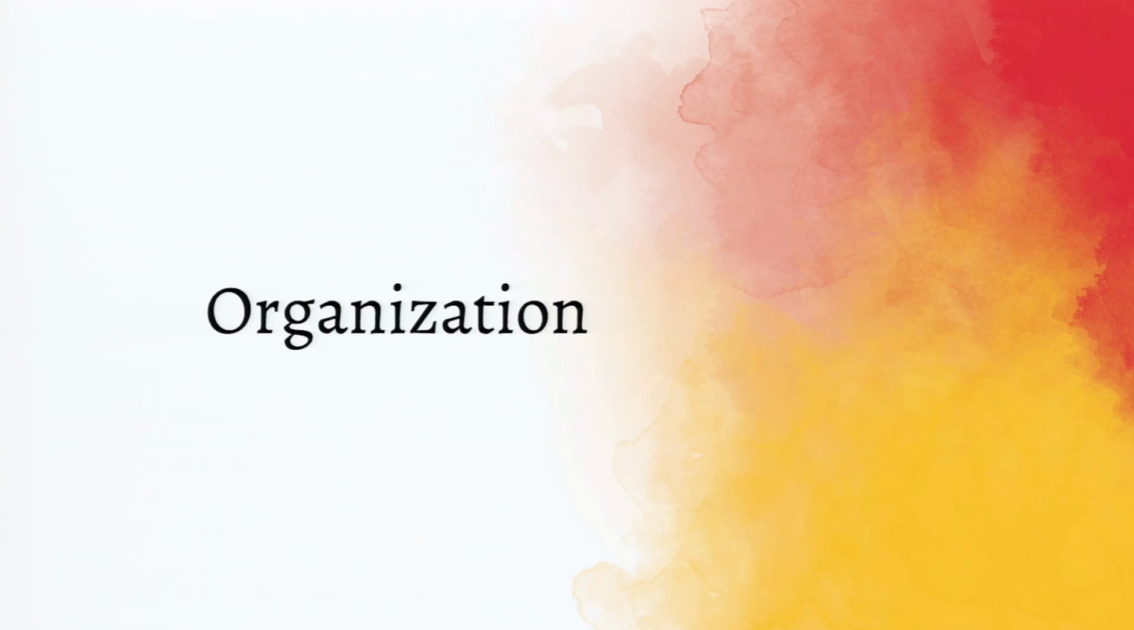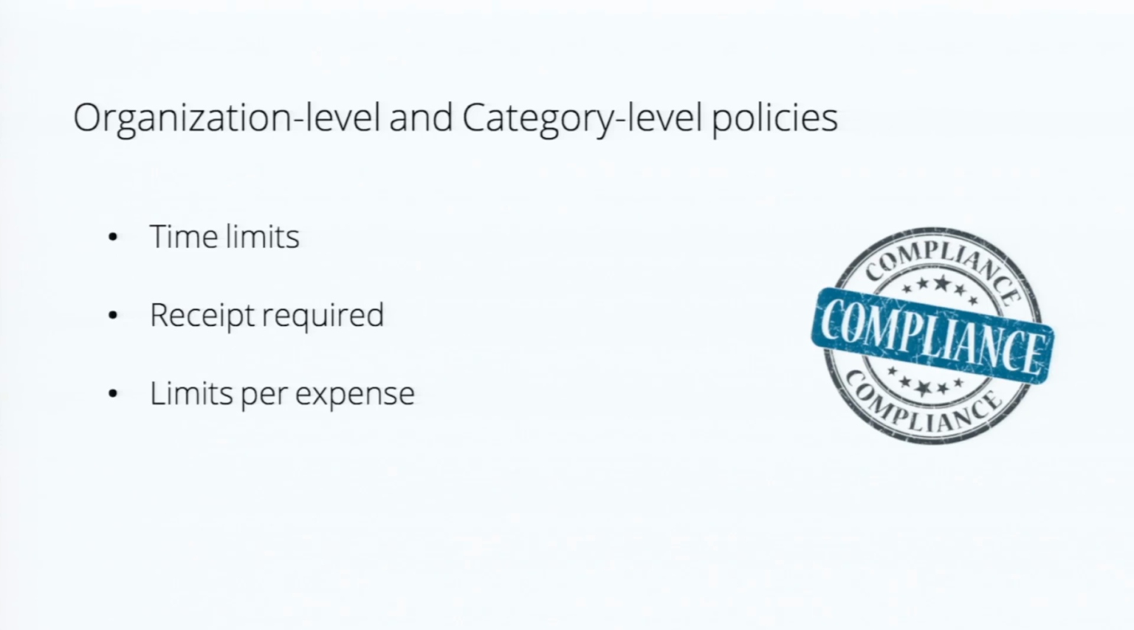Now, we have looked at it from a user's point of view. Here comes the boring part, the organization point of view. Organizations have lots of policies, right? So what kind of support do we have for organizations? So one, the time limits. Organizations will say, hey, all the employees should submit their expenses within 30 days of the expense. Or they will say, all the expenses will need receipts, or at least they will need receipts if the amount is more than, say, $20.